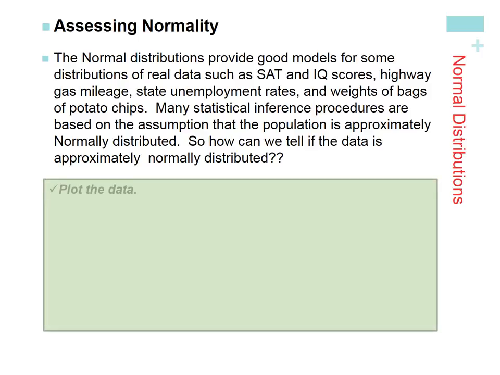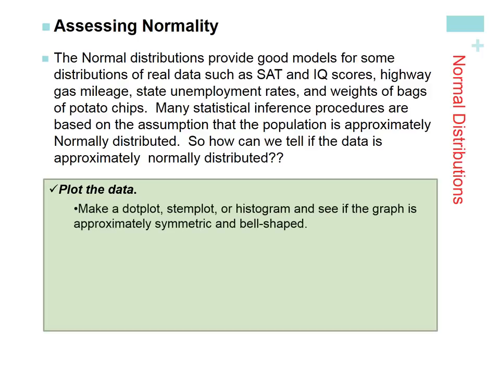Well, we have three different methods. Number one, we can plot the data and see if it follows an approximately normal distribution. We can do that using a dot plot, a stem plot, or a histogram to see if the graph is symmetric and bell-shaped. Do not use a box and whisker plot, okay?